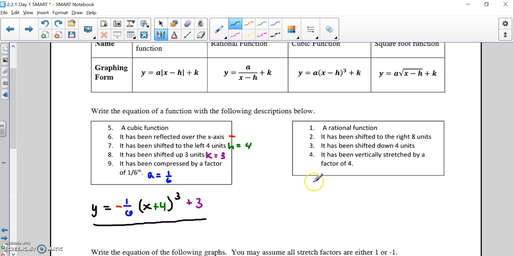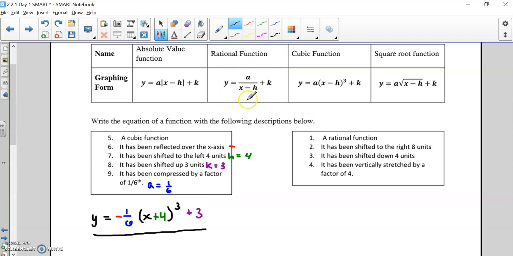All right, let's do another one. This time we're working with a rational function, so that tells us we're going to follow this general format. We have a right shift by 8. Because it's a right shift, we have an h, and because it's right, it's going to be negative. Remember, it's always the opposite of what we want. Okay, down by 4, so that's our k. It's down, so it's going to be a negative 4.